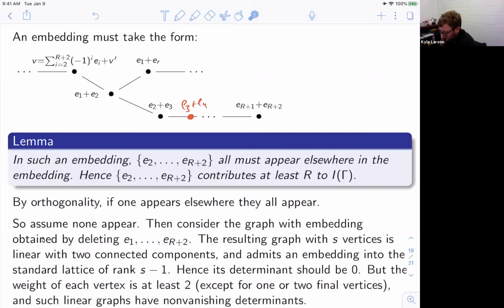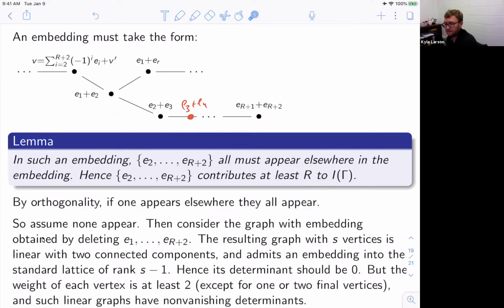The lemma says that in such an embedding, these basis vectors E2 through ER plus 2 all must appear elsewhere in the embedding, not pictured, and hence they contribute at least R to I of gamma, right? Again, the bigger context is that we're trying to have a lower bound for I of gamma if we assume that we have an embedding. This says that the basis vectors appearing in the 2-chain leg contribute at least R, where R is the length of this 2-chain leg, and then we have the central vertex.